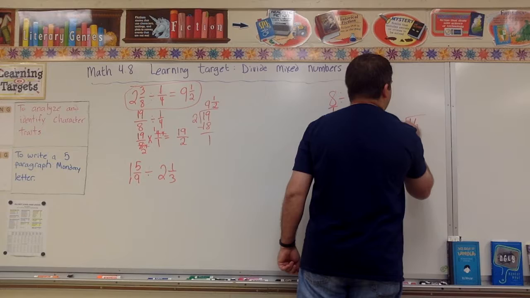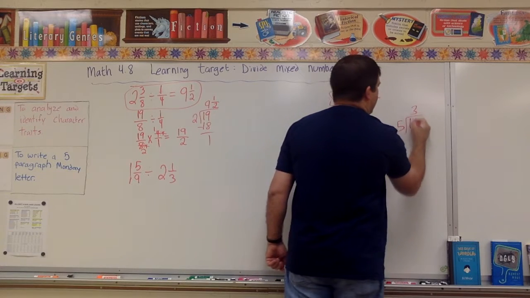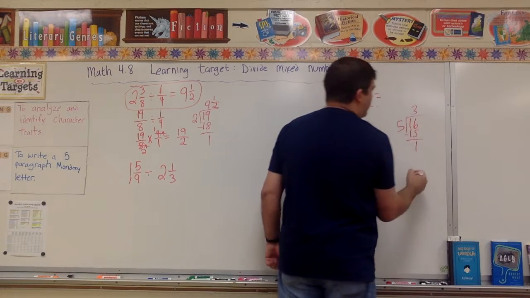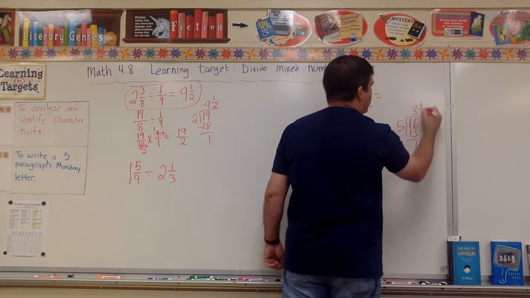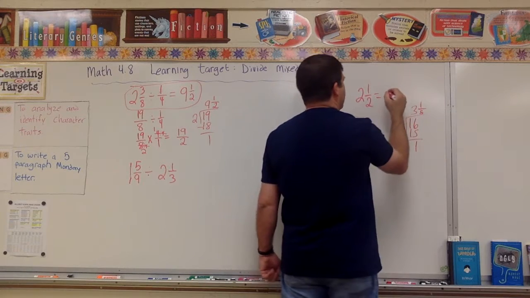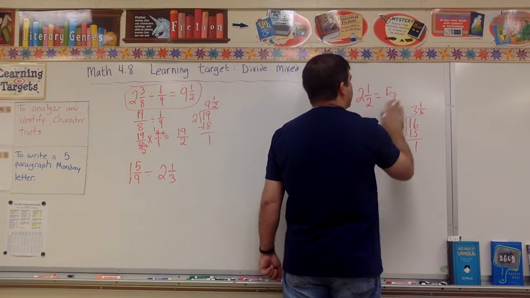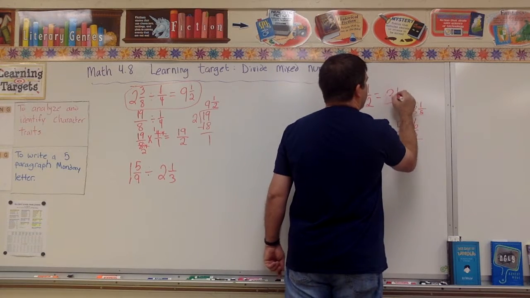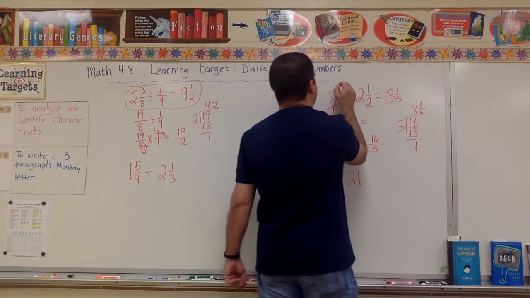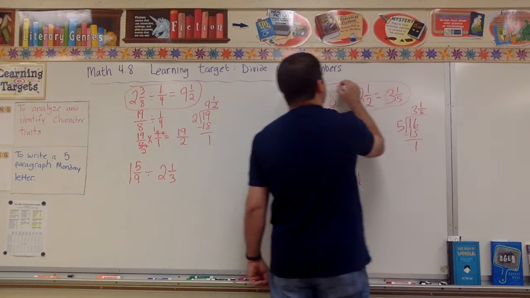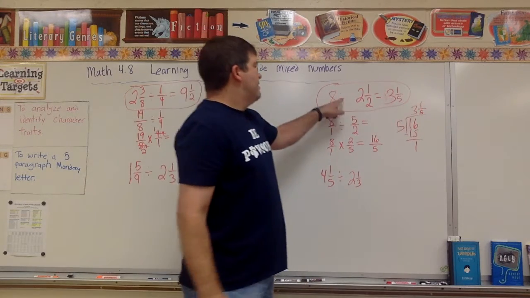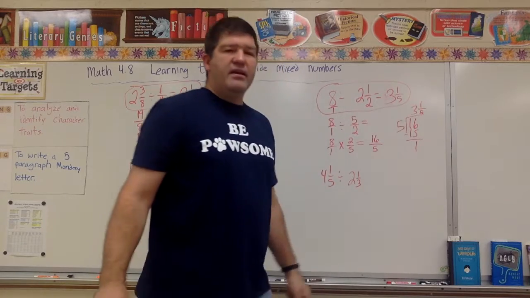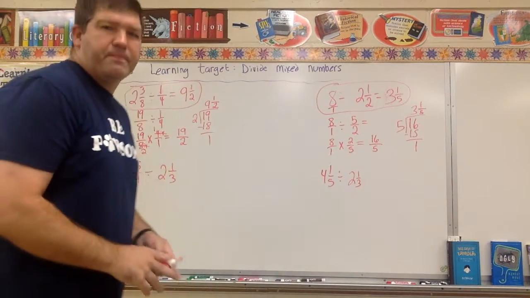Improper. Let's make it mixed. 16 divided by 5 goes in there 3 times. That's 15. That's 1. My remainder right here, 5. Okay? So my answer is 5. No, it's not 5. This is my answer. 3 1/5. So 8 divided by 2.5 equals 3 1/5.